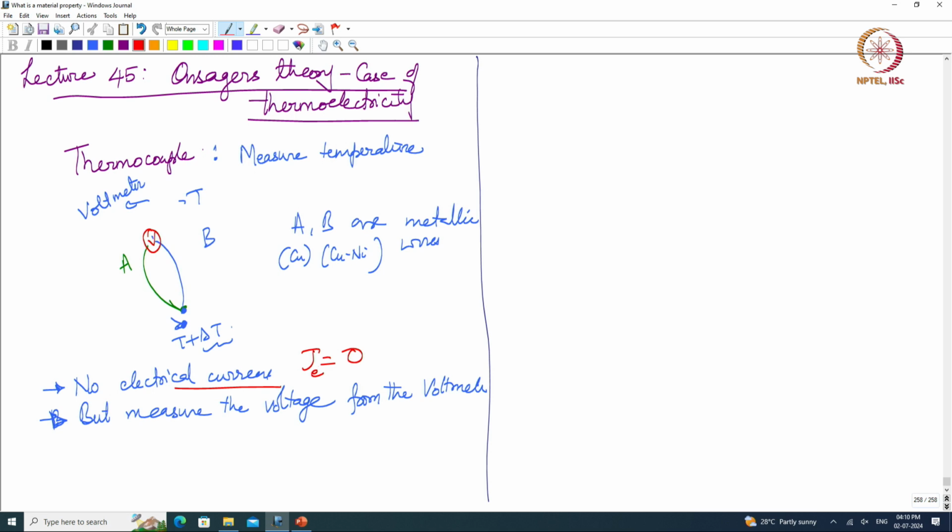And the idea is I have to generate a voltage or a potential difference, so this voltmeter should read something, right. So, I have to generate a potential difference that is proportional to delta T. Then I can know the temperature here. So, that is how I am going to measure the temperature. This is a way of measuring temperature.